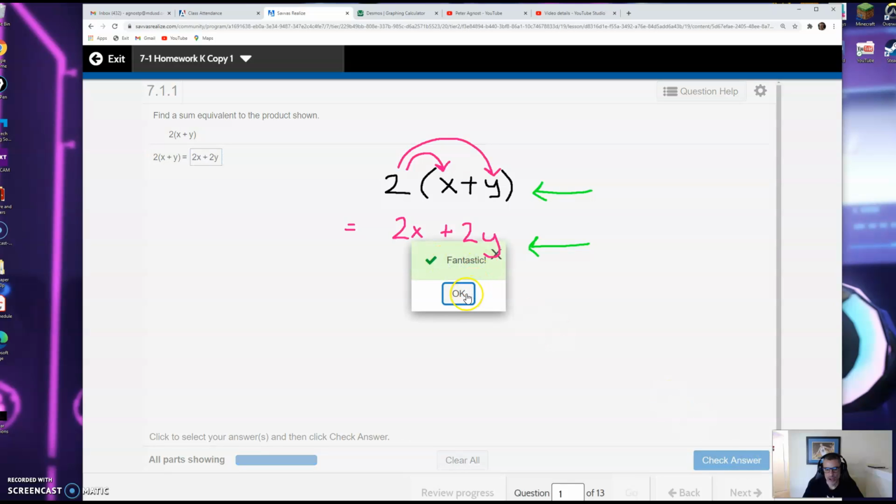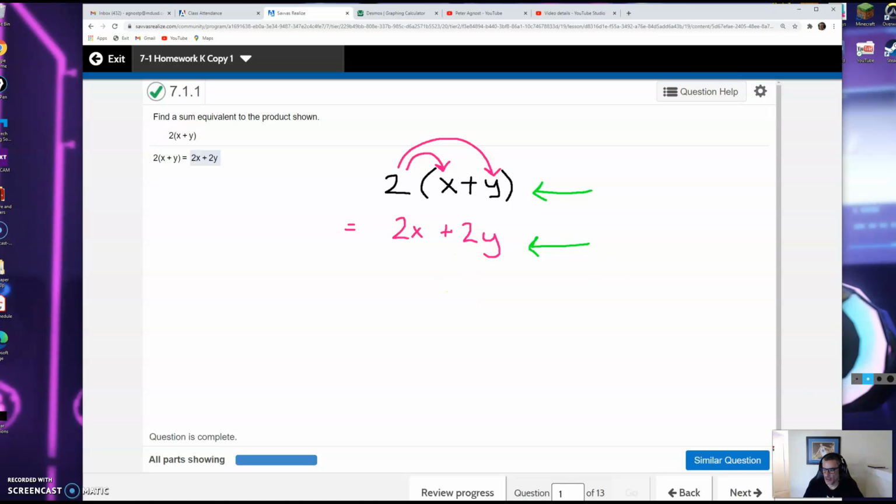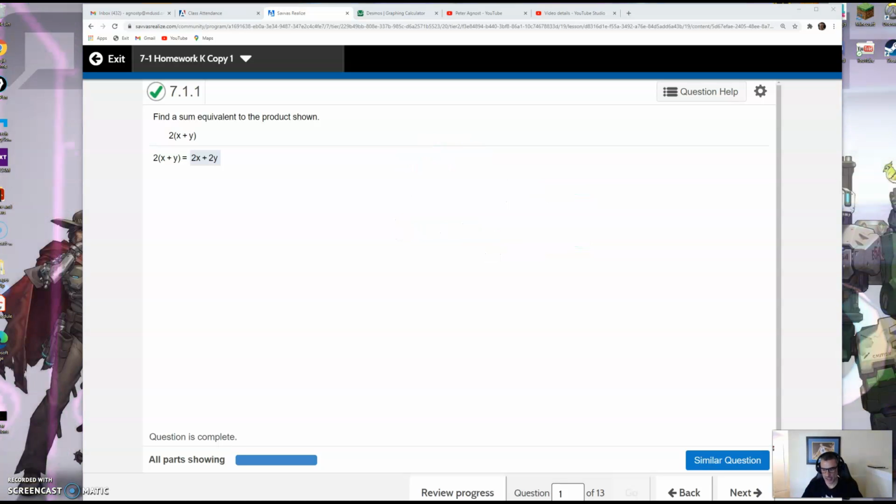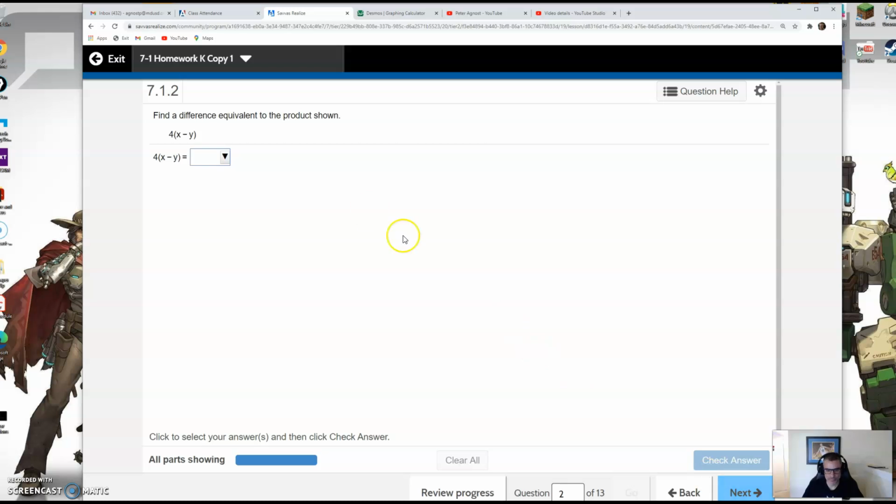Got it. Okay, now they're going to throw some curveballs at you. So I'm not going to do 2 and 3. I'm just going to look at them real quick and point out some differences. For number 2, notice now we have subtraction. That doesn't change anything, right? You're still going to use the same distributive property.